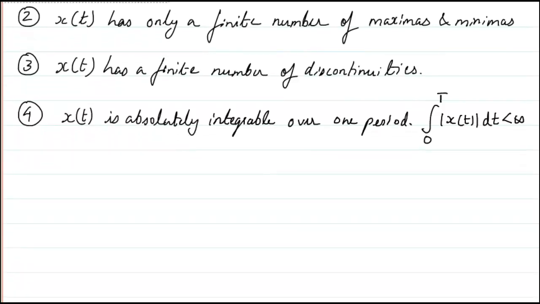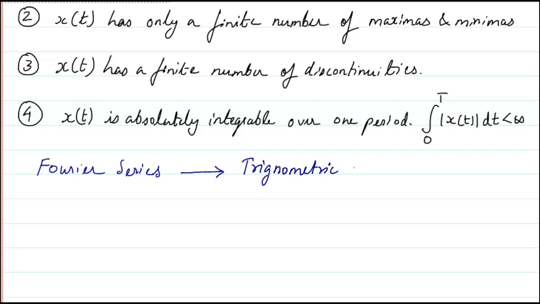Next, the Fourier series can be defined in 2 forms. One is called the trigonometric form, and the second one is called the exponential form.